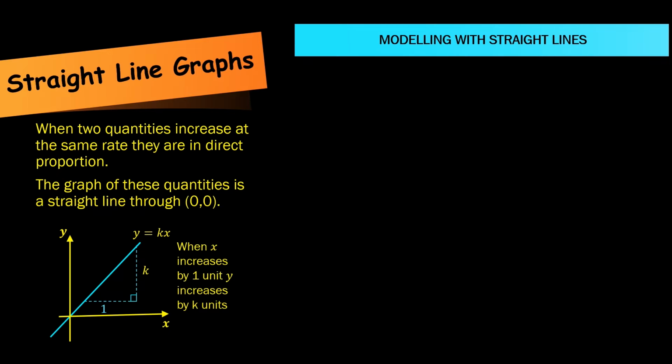When two quantities increase at the same rate, they are in direct proportion. The graph of these quantities is a straight line through (0, 0). In other words, for example, when x increases by 1 unit, y increases by k units, or y is equal to k times x.